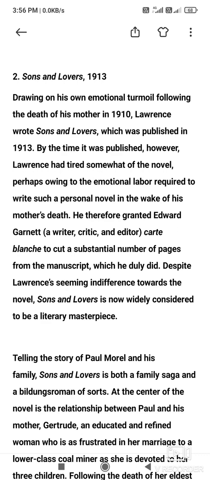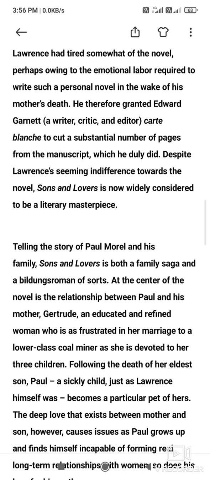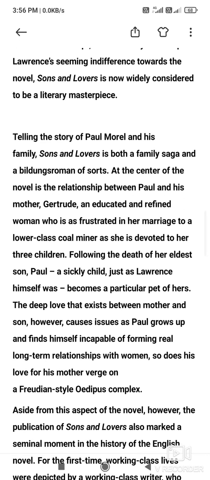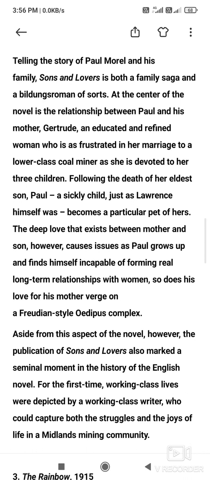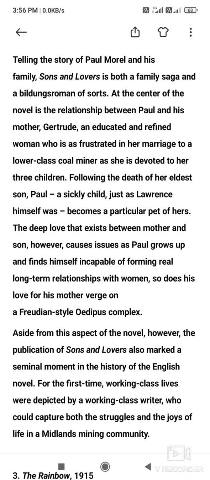Paul Morel is a main character, and telling the story of Paul Morel and his family, Sons and Lovers is both a family saga and a building romance of sorts. So at the center of the novel is a relationship between Paul and his mother Gertrude, an educated and refined woman who is frustrated in her marriage to a lower class coal miner, as she is devoted to her 3 children. Following the death of her eldest son, Paul, a sickly child, just as Lawrence himself was, मतलब उसके बड़े बेटे की डेथ हो जाती है.